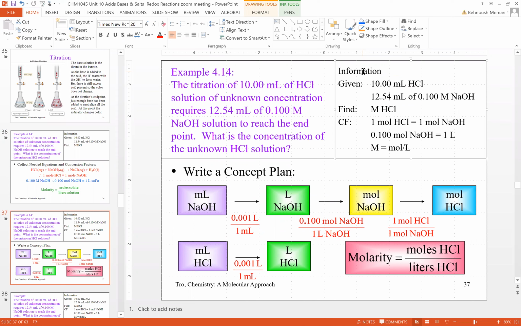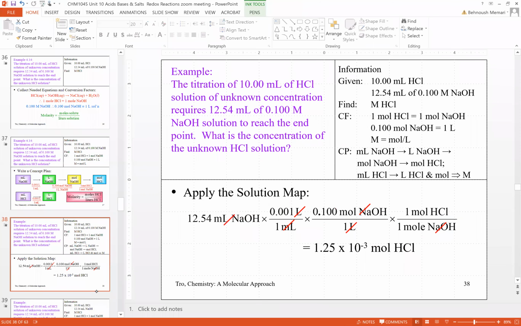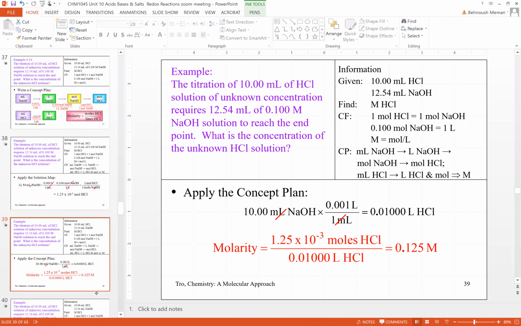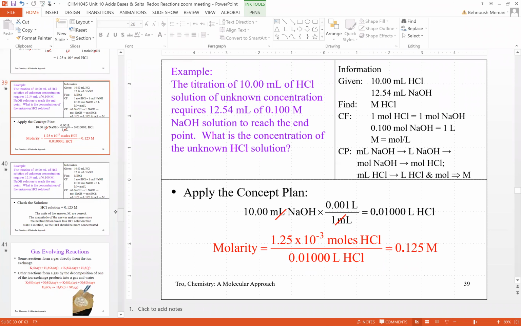When you have the moles of the HCl, then molarity would be moles divided by liters. So you would get the number of moles of HCl divided by 0.01, and that gives you the molarity for HCl. You divide the moles by 0.01 liters to get the molarity for HCl.